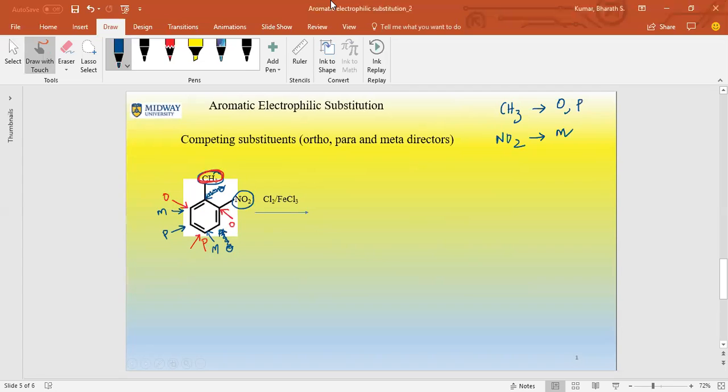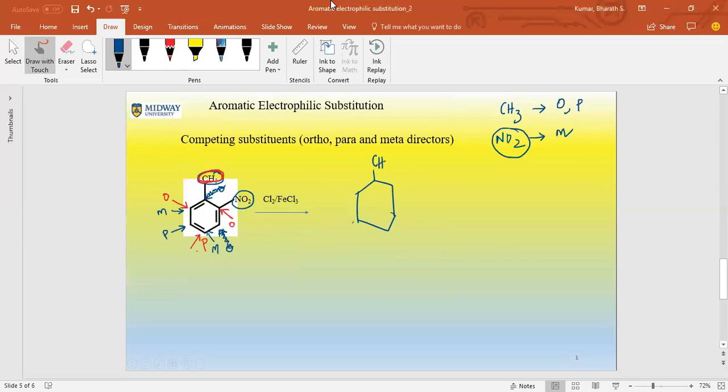Now the question is, who wins the race? Whichever one is the larger of the two wins the race. NO2 is a much bulkier group than CH3, so it can only be one of the two meta products. It's this or this. But this gives the best of both worlds. With respect to this, it is para and meta; this is meta and ortho. So you can have two products.